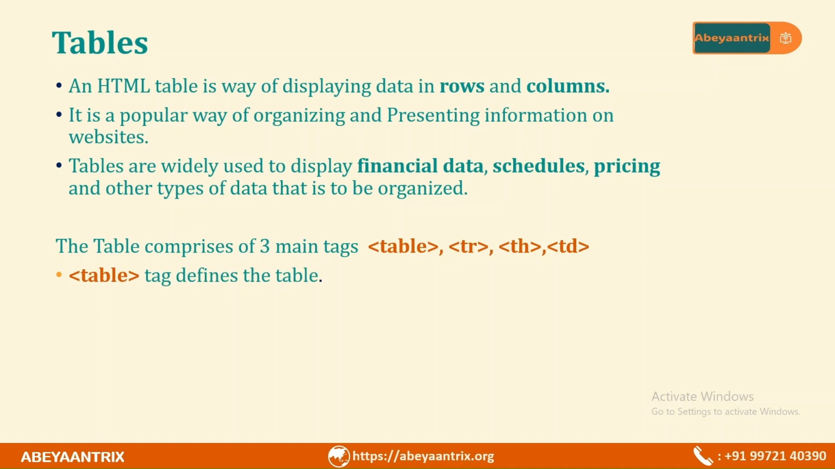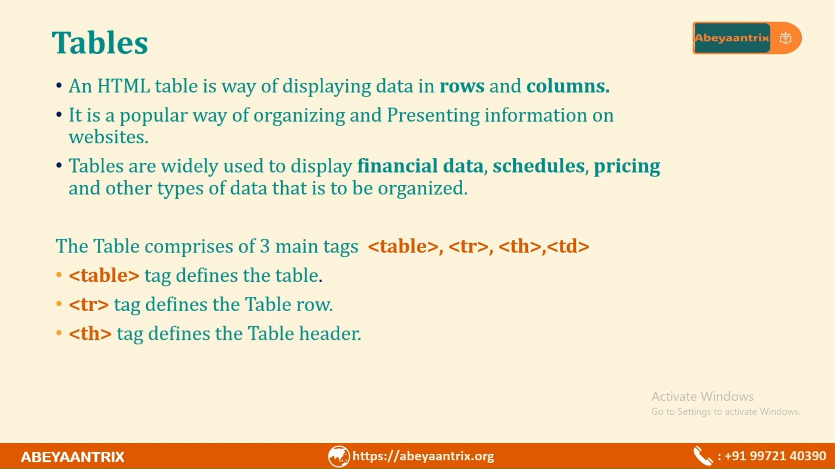Next one is tr. The tr tag stands for table row. Tr means table row, so this tag defines each row in your table. The third one is th. Th stands for table header. This tag defines header cells, which are typically the column titles. The fourth one is td. Td stands for table data. This tag defines the actual data cells in your table.